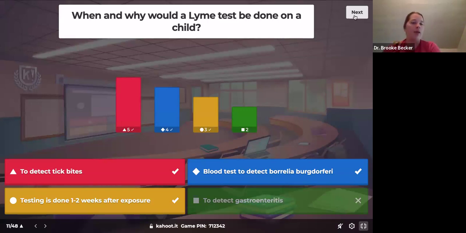Okay. And then because it's related to tick bites, if it's positive, then it helps you detect whether or not they actually had a tick bite. Usually kids, though, who have Lyme, what do they usually wind up manifesting? Like what symptoms? What's the first thing that you notice if a kiddo has Lyme usually?